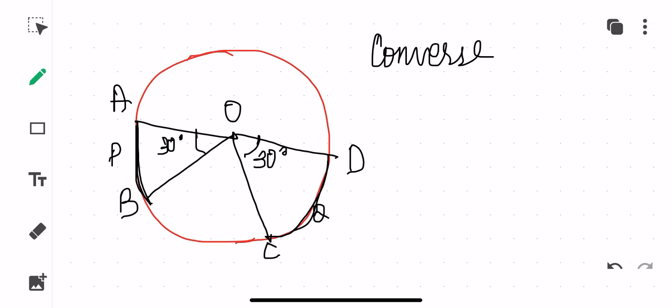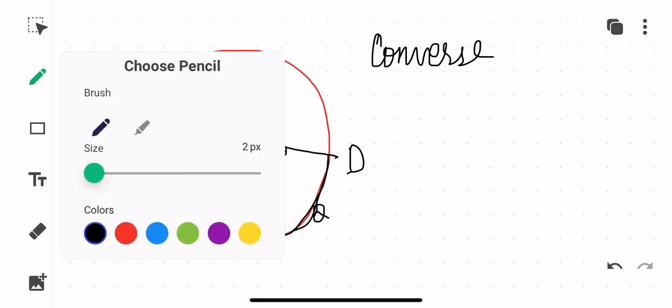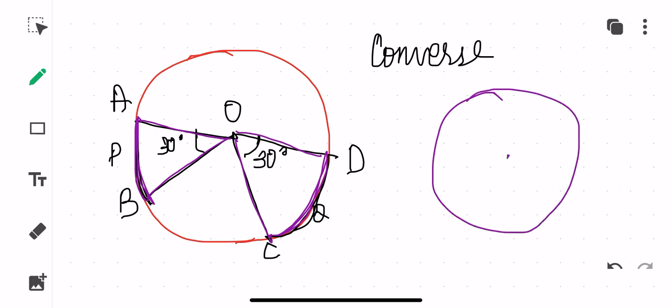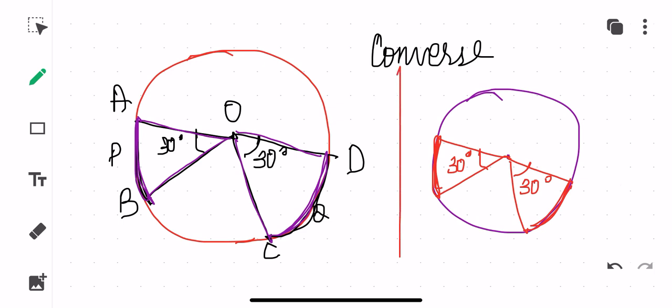So converse says, children, that if two arcs are equal, means what? Here you have already given that if APB is equal to CQD, then the angle subtended by both of them will be equal. Okay, so if I just want to draw through another figure, it says that suppose, children, if this particular arc is equal to this particular arc, then the angle that is being subtended at the center by both of them will be equal. This is 30 degree, this also will be 30 degree. Okay, so you now know what is the condition, children. So I'll be writing down both the cases here so that you understand.